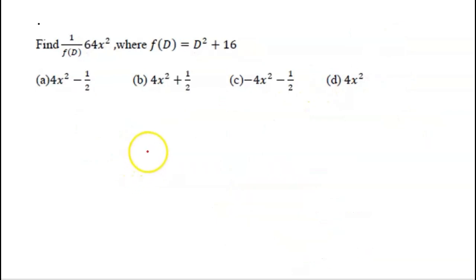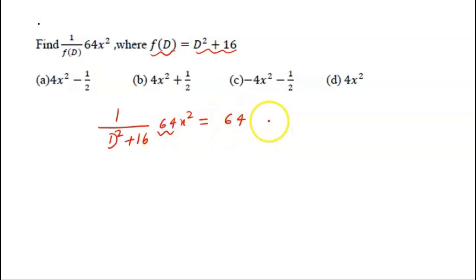So in this video, we are basically taking different kind of problem. We have taken sine related, exponential related. Now here we have a polynomial related problem. So suppose I have to solve 1 by d square plus 16, because fd here is d square plus 16 of 64x square. So you know, when you have the polynomial, what you do, you use the binomial expansion.